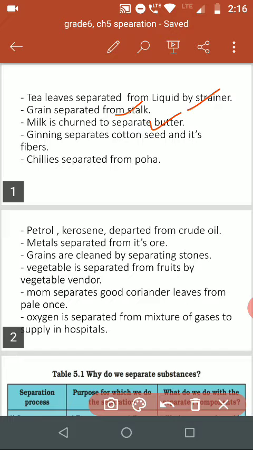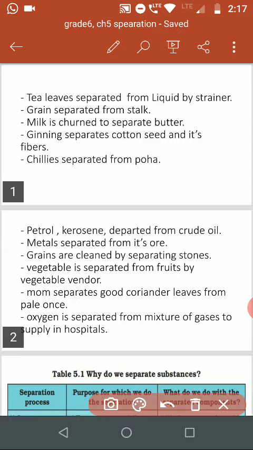Next, milk is churned to separate the butter. Butter is used to make the clarified ghee. That ghee will be then used for various other processes. But to separate that ghee or butter from the milk, we need to churn the milk. So after churning, the butter is separated and the rest, the whey which is remaining, can also be used in making some of the food items. So this way we see that we can separate an unwanted thing from a useful thing, or two useful things to be used separately.